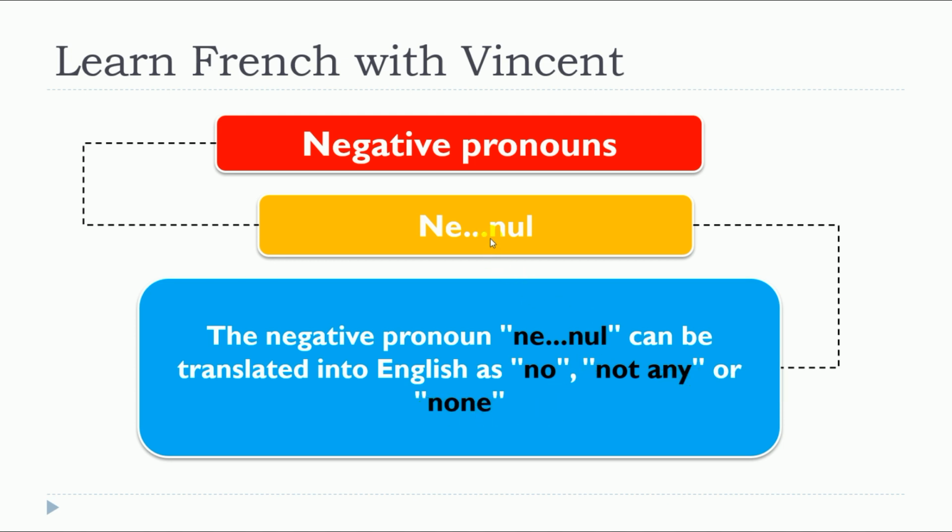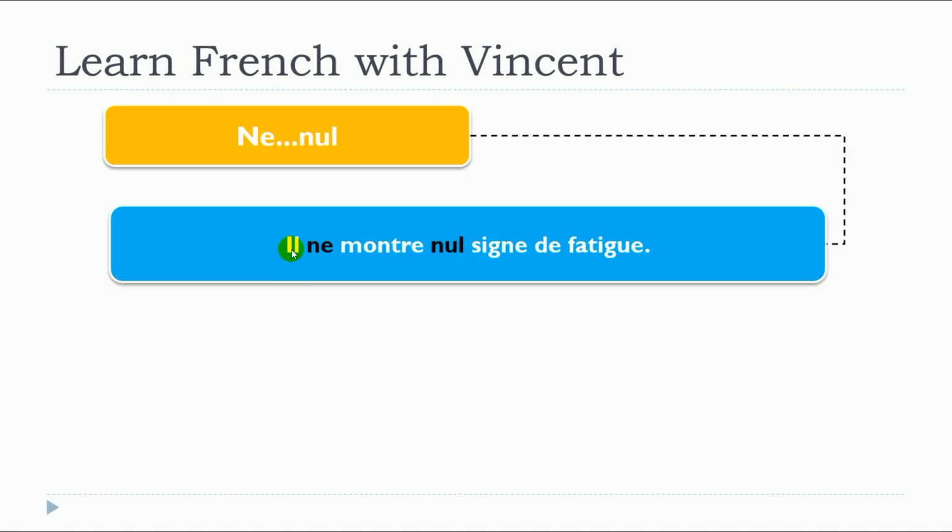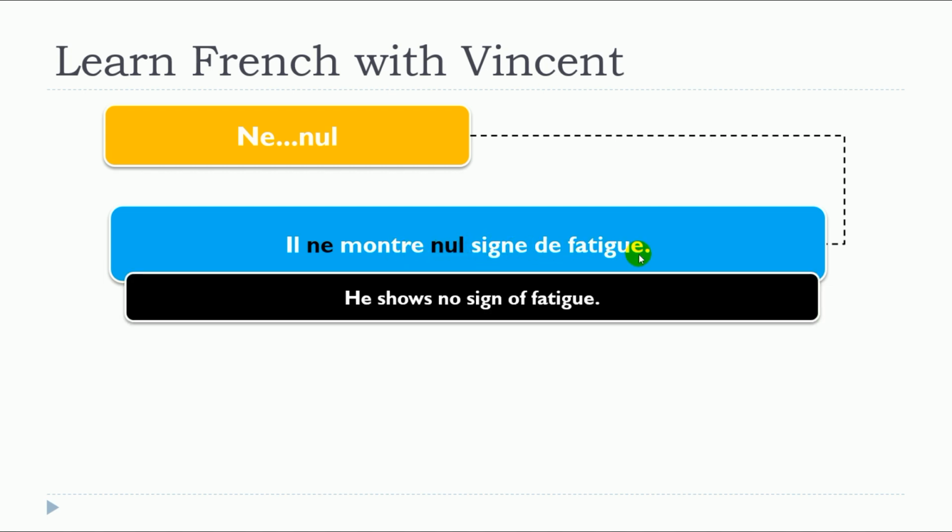Keep in mind that in that case, as we're using nul written like that, N-U-L, it will be for the masculine form. So let's see some examples. Il ne montre nul signe de fatigue. So in that case, signe is masculine, so this is the reason why we will put the masculine form here, nul.